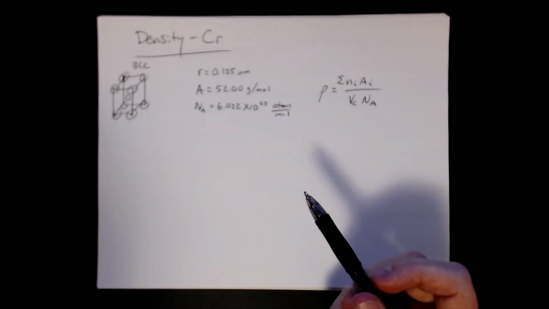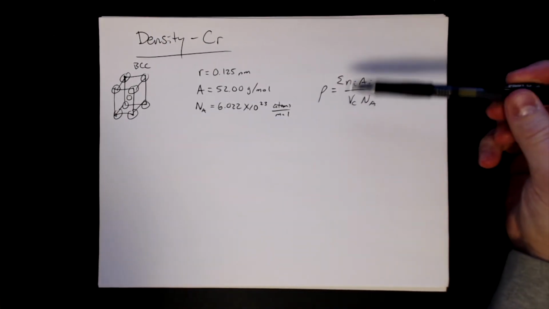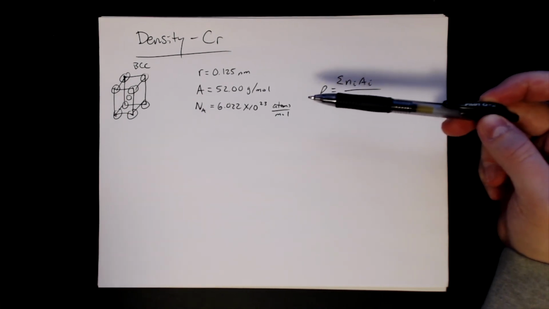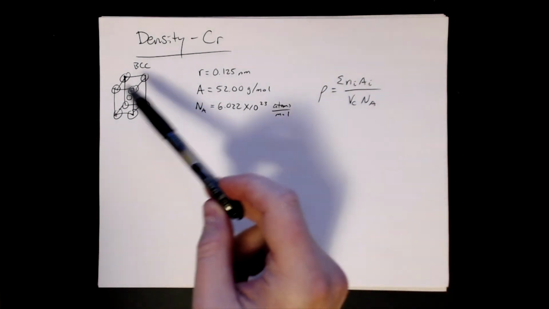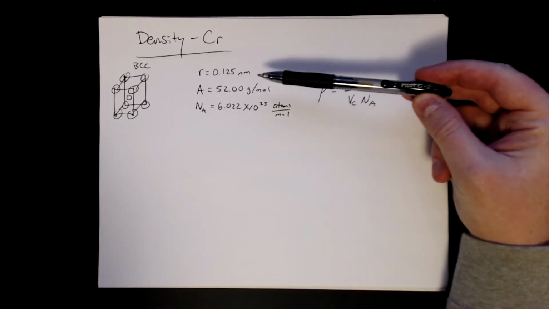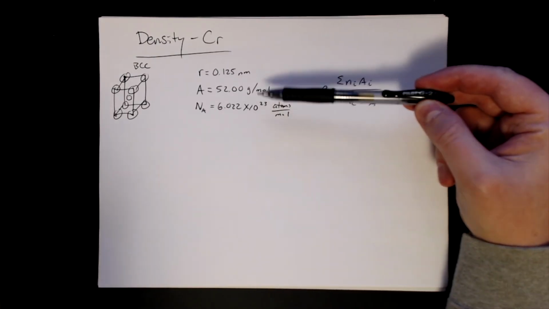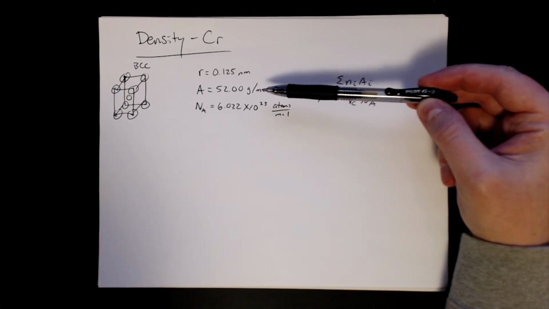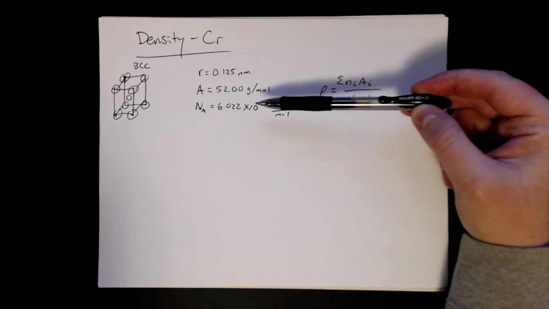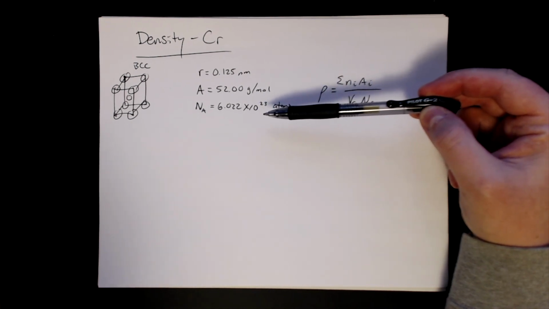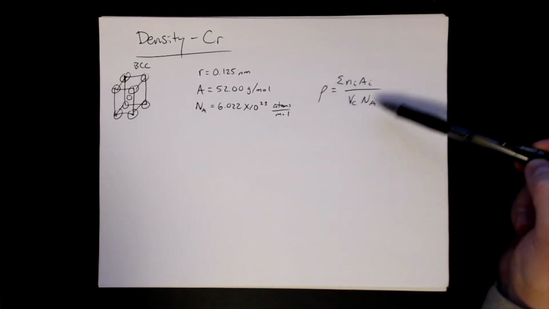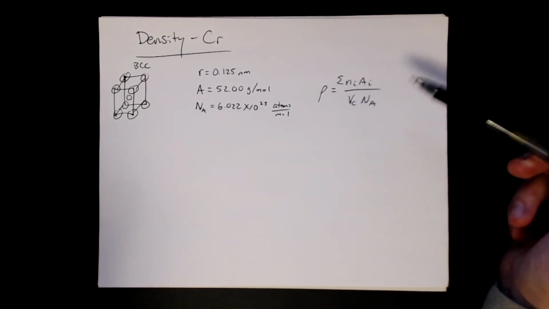Okay, so I switched over to the paper so that we can look at the density of chromium. And so I copied down the data that we were given. It's a BCC, so I redrew it here. We were given the radius of a chromium atom. We were given the atomic weight of chromium. And then Avogadro's number is 6.022 times 10 to the 23rd atoms per mole. And then I replicated the density equation.